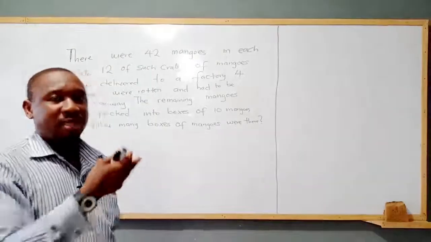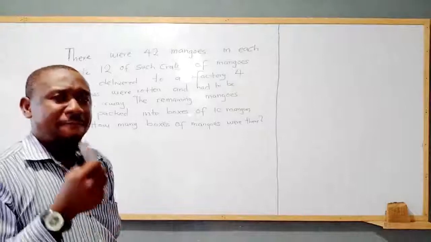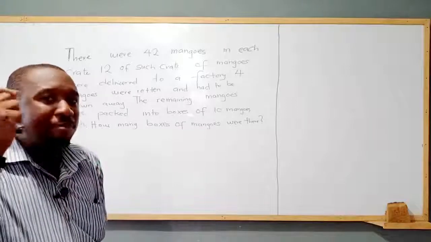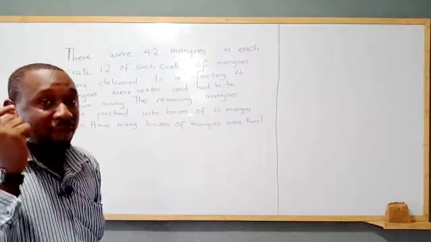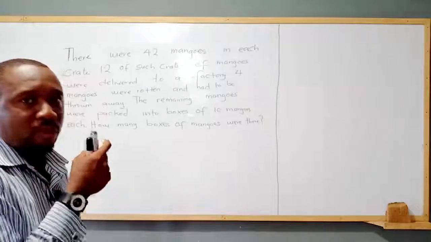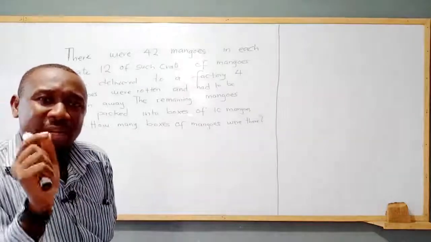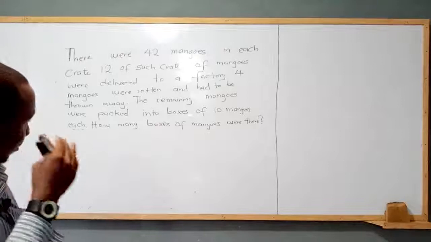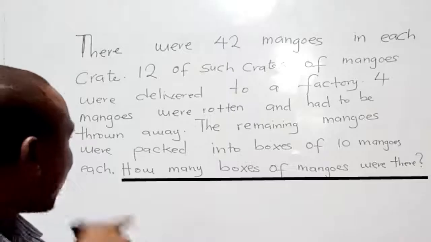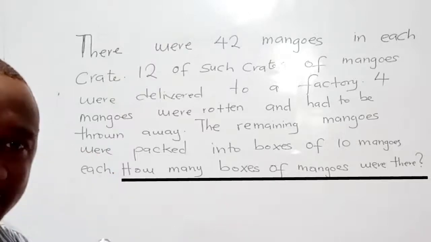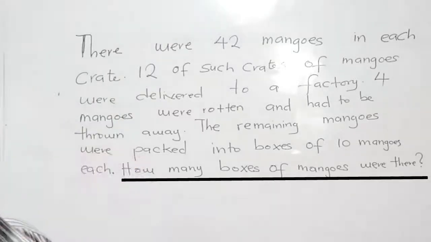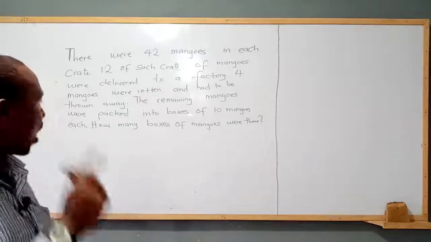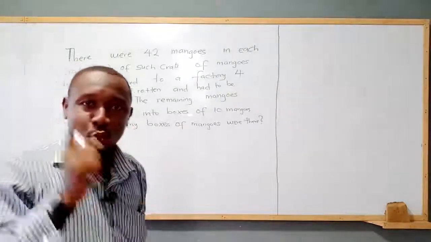Whenever a question like this is given, the first thing that the student needs to find out is the demand of the question. The first thing is to check from the question what the question actually is demanding from the student. And clearly, when you read the question, the latter part says how many boxes of mangoes were there. That is where the emphasis should be placed, and that is the demand of the question.